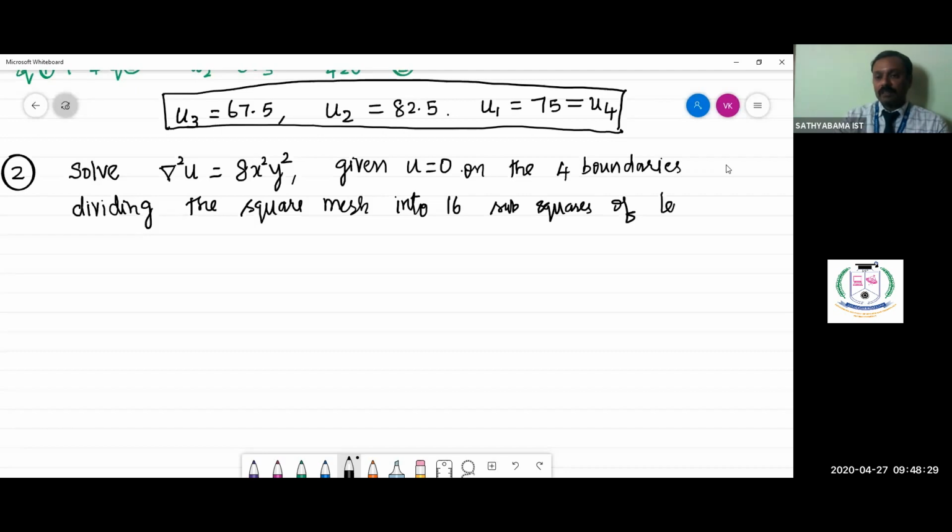Of length 1 unit. So we need a subsquare. We need 16 squares. So it's going to be a 4 by 4 matrix or 4 by 4 grid.